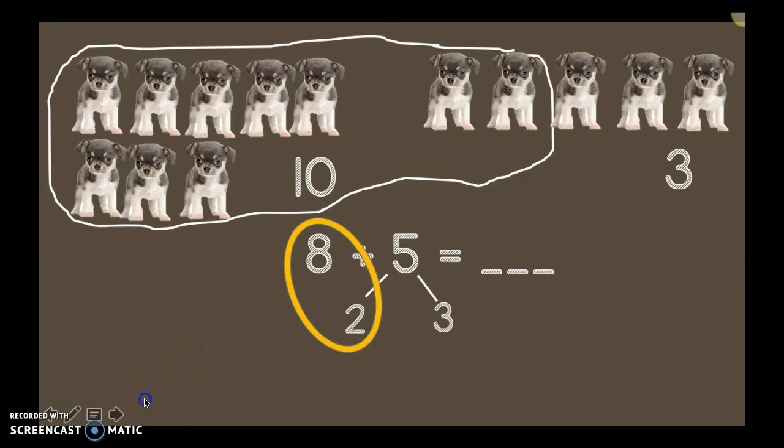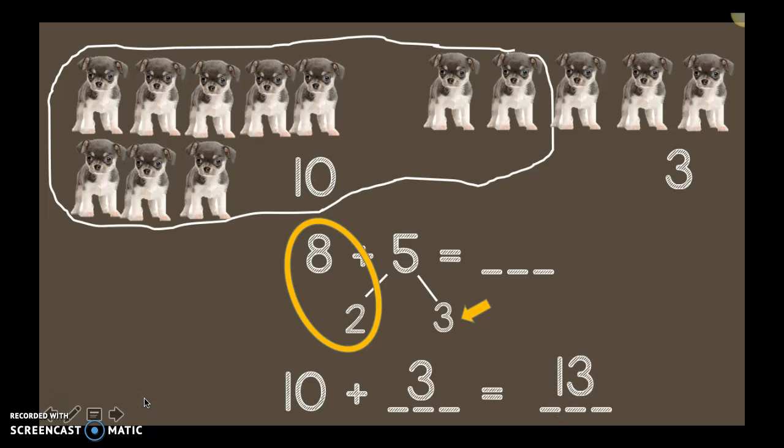All right, here we go. Now I have 10 plus something equals something. So go ahead and try to fill in that number sentence and see what you get. Did you do 10 plus 3 equals 13? Oh, good. Good job, friends. That must mean 8 plus 5 more equals 13.